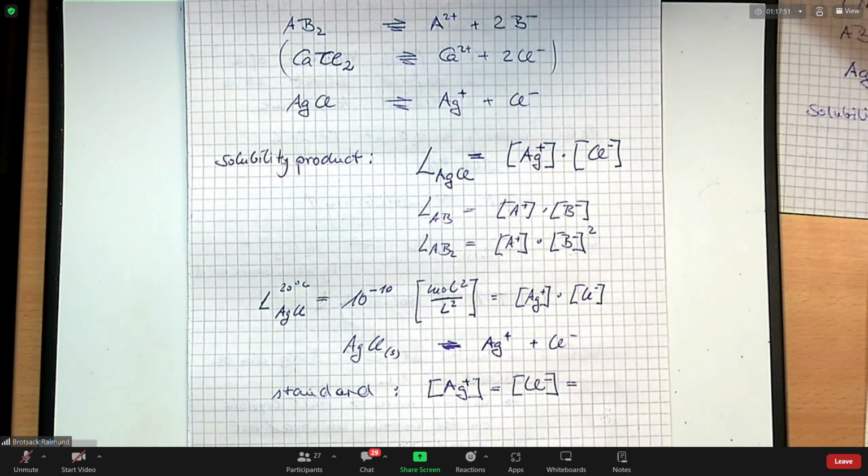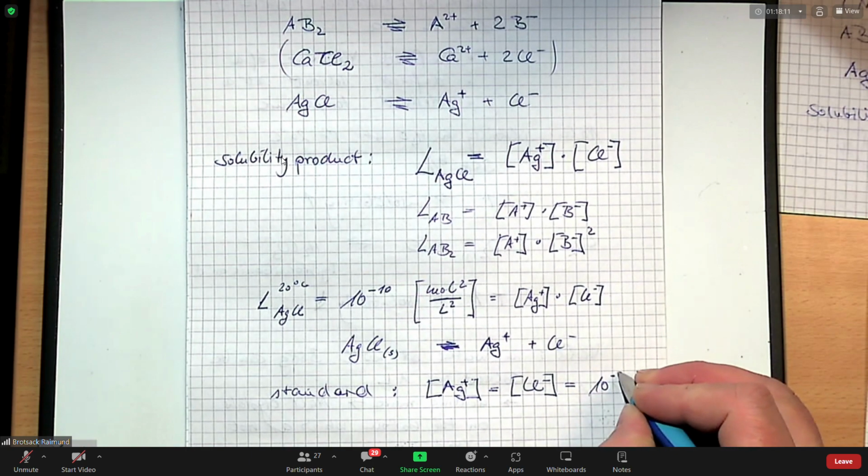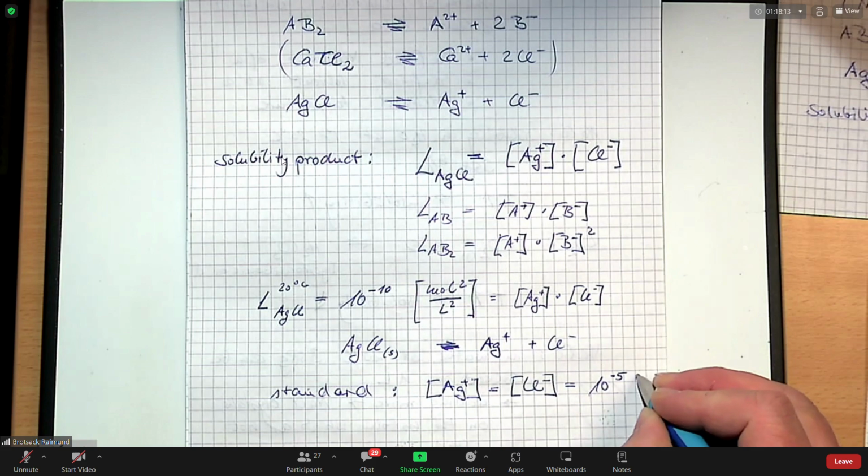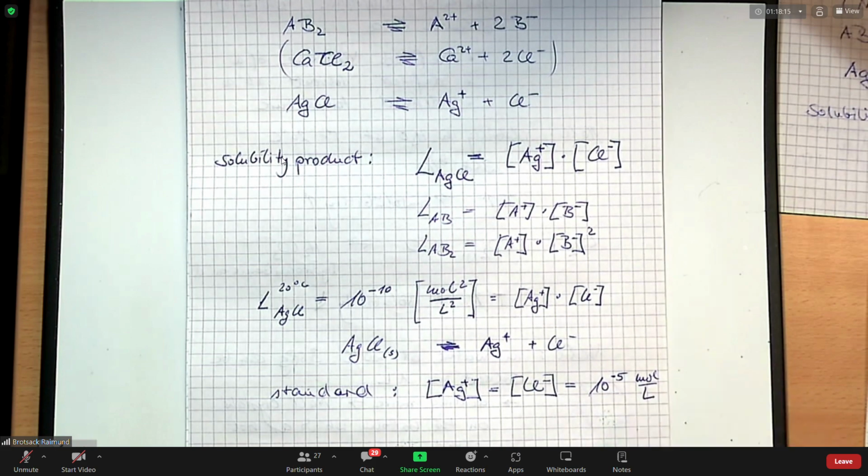And what is the value? When we have the standard, we say it is 1-to-1. The product is 10 to the power of minus 10. What is the value of one of them? Ten to the power of minus 5 mole over liter.